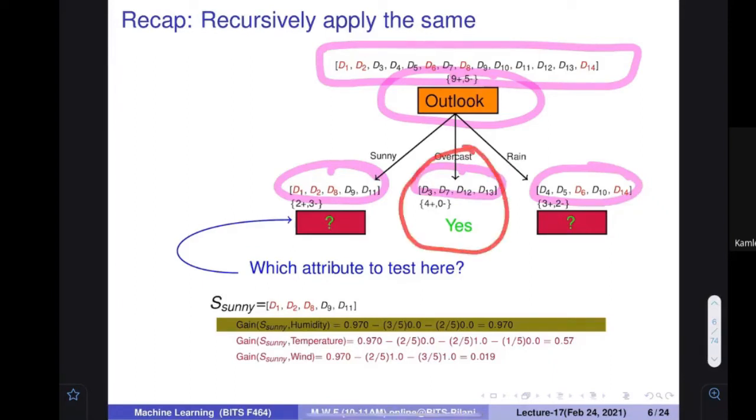This particular part is actually pure because all the examples are positive only. So we need not go ahead, and we can say that if outlook is equal to overcast, then the answer is going to be yes. For all other cases, we have to apply one of the available attributes.